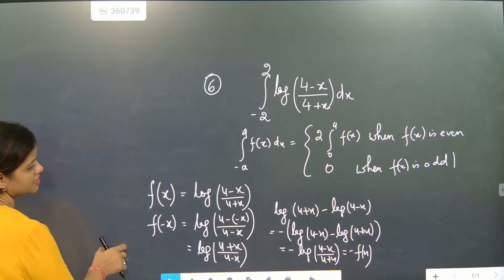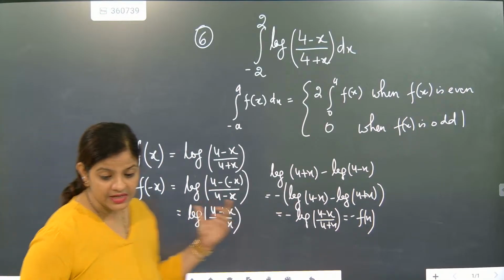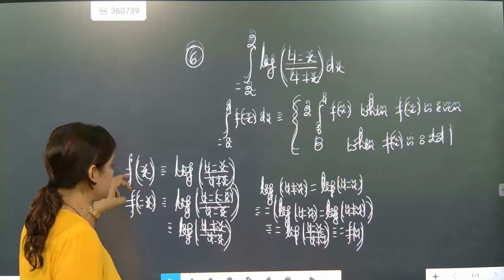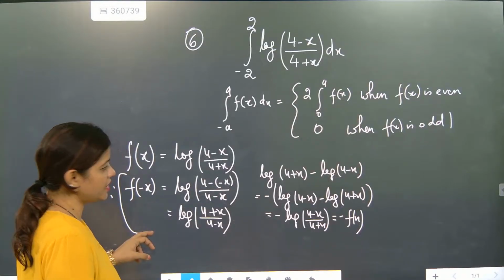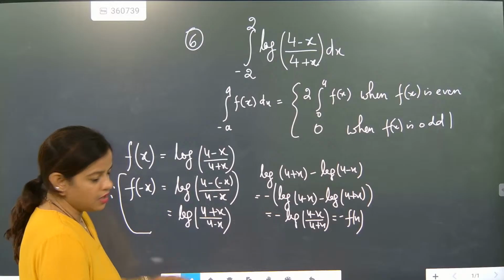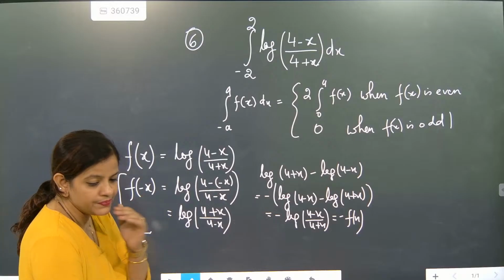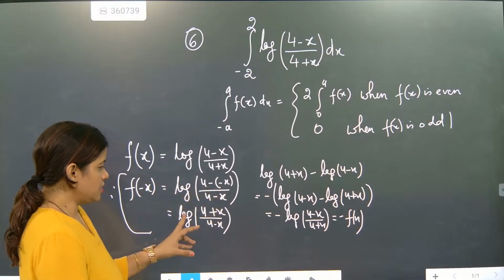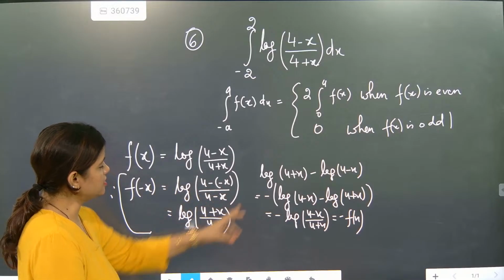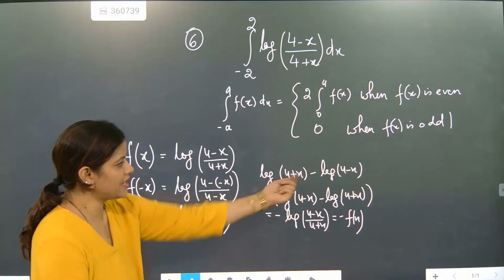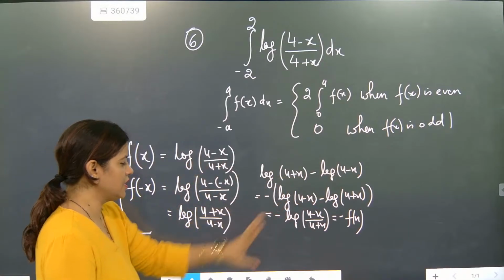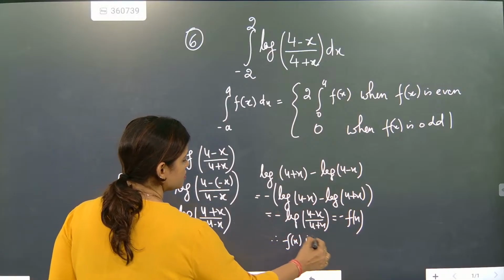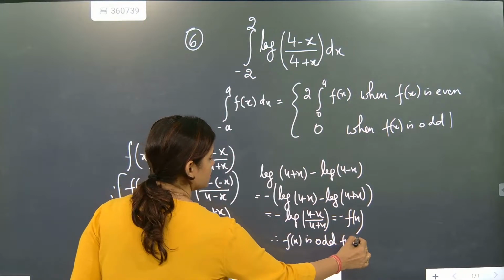This is the most crucial step. More than solving, we need to write it like this. Understood, Kishore? Everyone, please understand. This is the most crucial step. Here you need to clarify. You cannot directly say it is odd. Don't jump to a conclusion. First write down properly and then give a conclusion. Here, this part comes as log (4 plus x) by (4 minus x); after taking out minus, I made it equal to f of x. This step came, so the final conclusion: therefore f of x is an odd function.